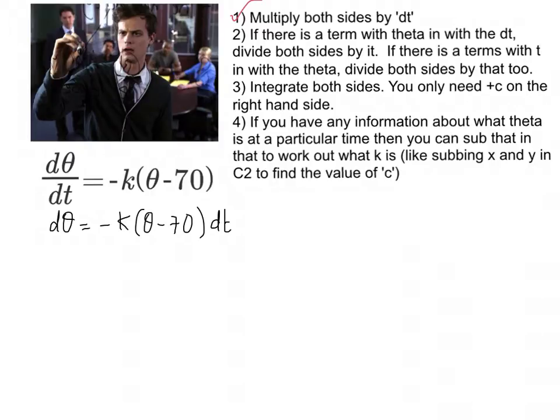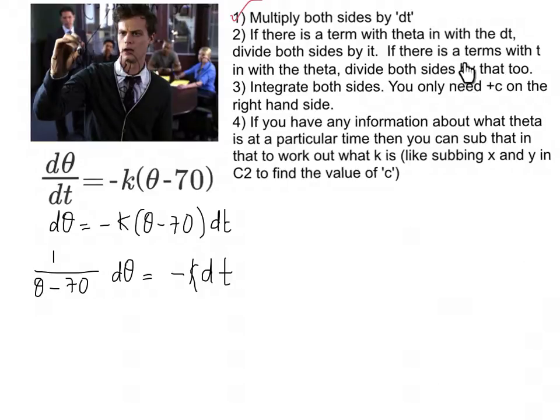Okay, let's do that. 1 over theta minus 70 d theta equals, I'm going to write it as 1 over theta minus 70 d theta minus, rather than d theta over theta minus 70, because it's going to be nicer later. And we're left with minus k dt. K is just a number, so that's not a term to do with theta.